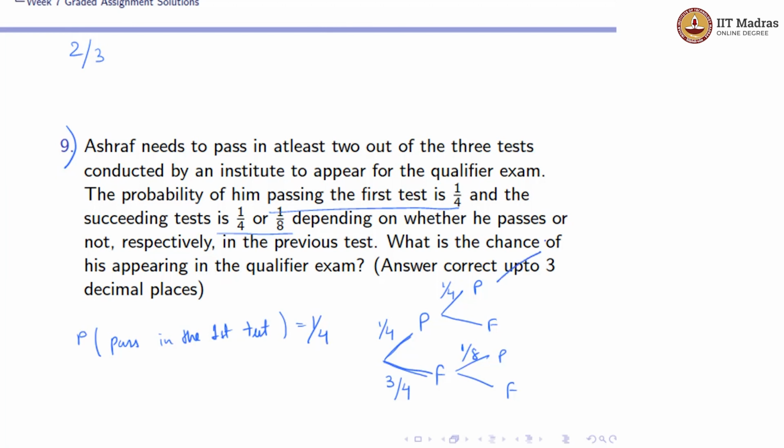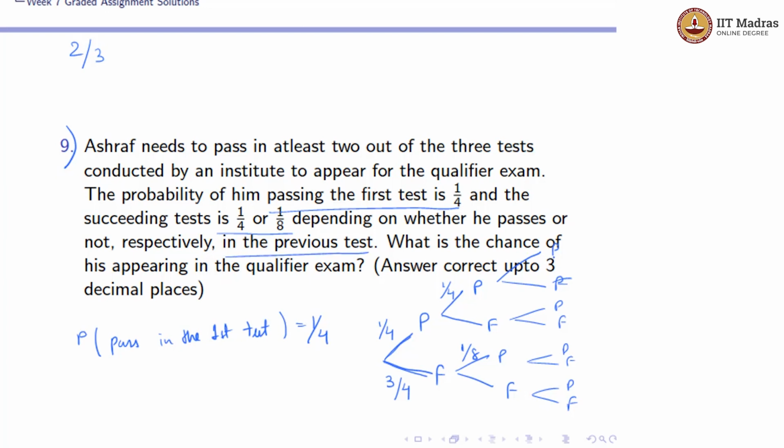Again, for the third test, he can either pass or fail. So this is what is meant by the statement that he will pass the succeeding test with probability 1/4 or 1/8, depending on whether he passes or not respectively in the previous test.